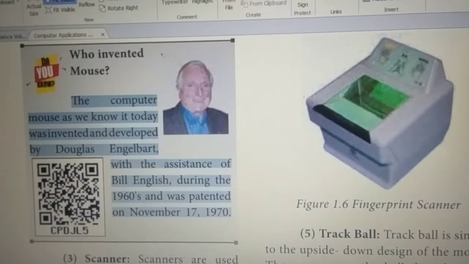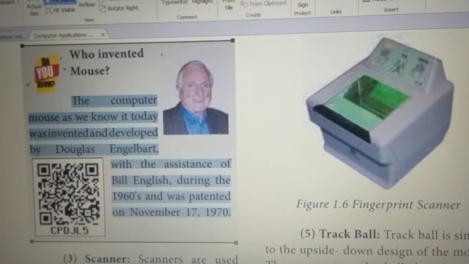So this is very important. Our computer mouse, as we know it today, was invented and developed by Douglas Engelbart, with the assistance of Bill English during the 1960s, and was patented on November 17th, 1970. Douglas Engelbart invented the mouse.